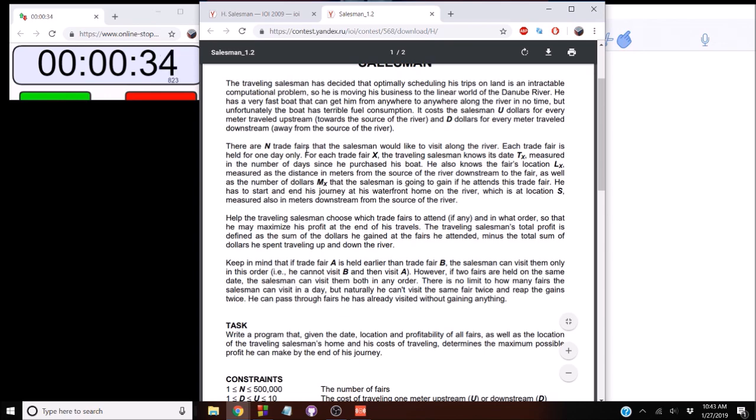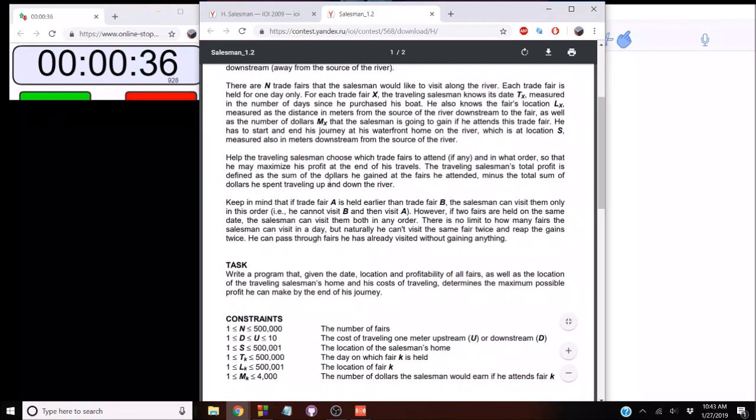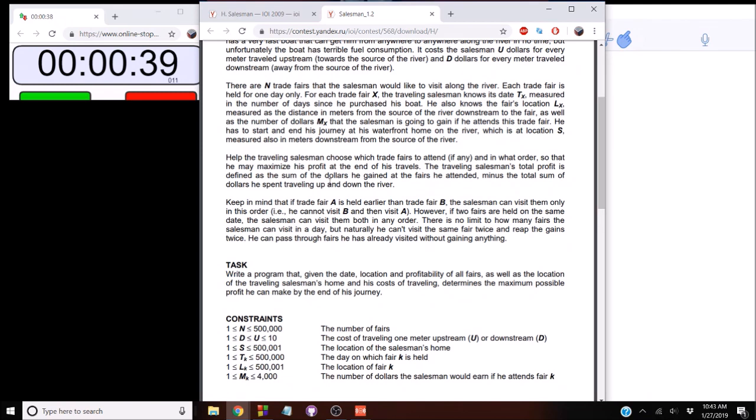Okay. There are N trade fairs that the salesman likes to visit along the river. Each trade fair is held for only one day. For each trade fair X, the traveling salesman knows its date, TX, measured in the number of days since he purchased the boat. He also knows the fair's location, LX, measured as the distance in meters from the source of the river downstream to the fair, as well as the number of dollars, MX, that the salesman is going to gain if he attends the trade fair.